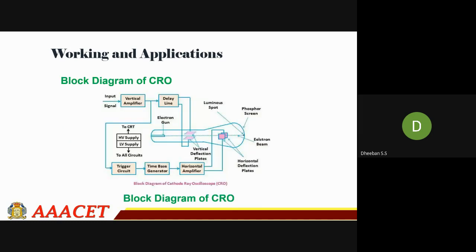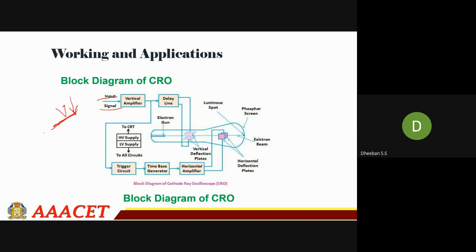So coming to the block diagram, this is a very important part of your CRO. At first, your input signal will be given. The input signal is nothing but the measured quantity, the quantity which is to be measured. For example, you can have a voltage. First the voltage will be given, but the magnitude of the voltage initially will be very low.